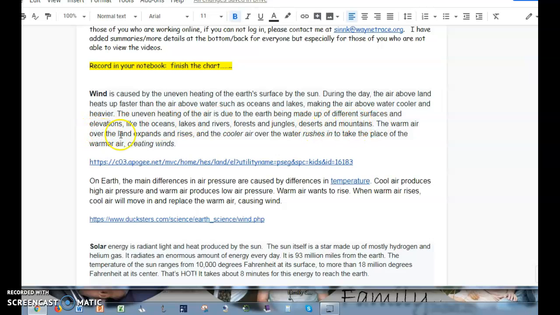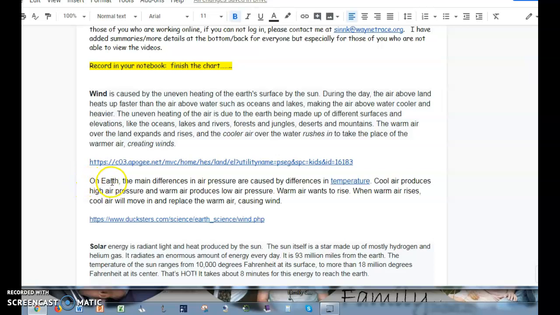The warm air over the land expands, those particles move apart, and they rise, they go up. Hot air rises. The cooler air from the water rushes in to take the place as the warmer air is going up, and that's why you get wind, moving air.